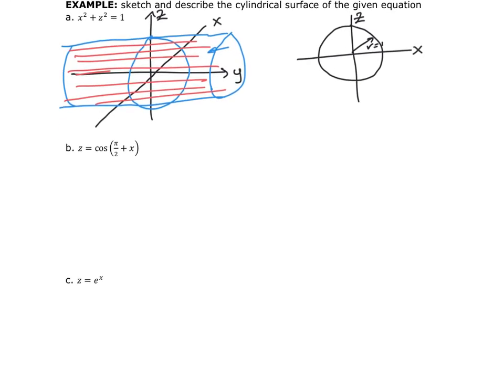My example here on B also has a free variable, which is y. So I would graph what it would look like. I'd find the trace of what this would look like on the xz plane.